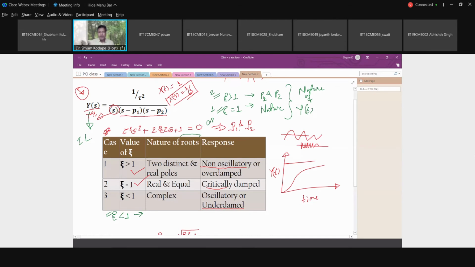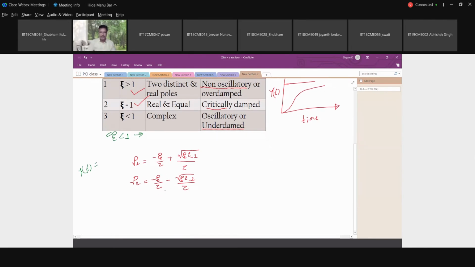When we implement the formula for the roots of the quadratic equation, minus b plus or minus under root b square minus 4ac upon twice a, you observe that P1 and P2 are obtained from this formula. So P1 and P2 are a function of xi, the damping factor. Now I am comparing this xi with 1.